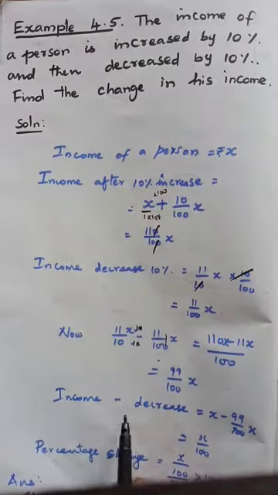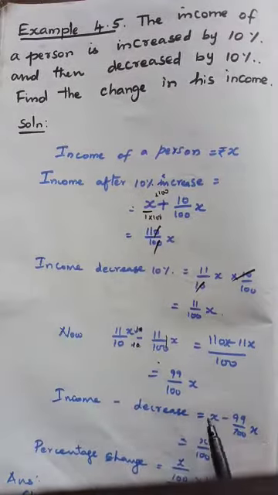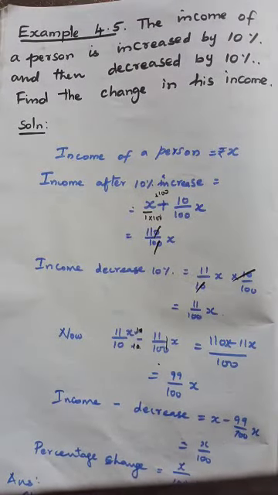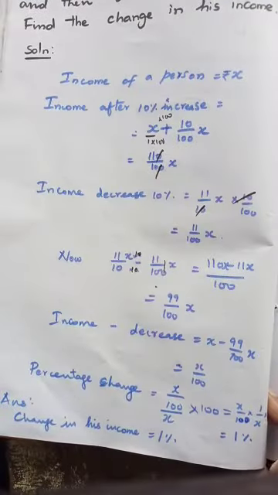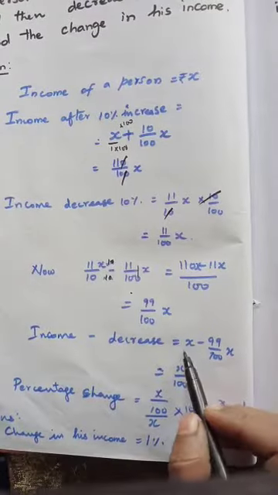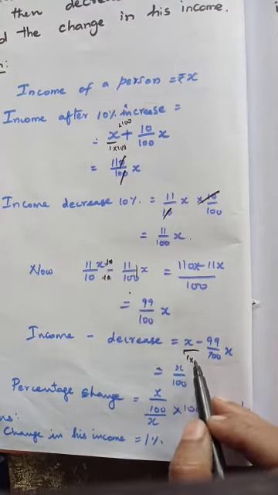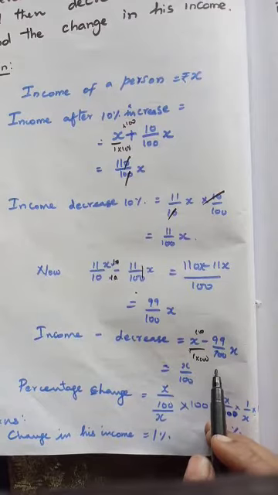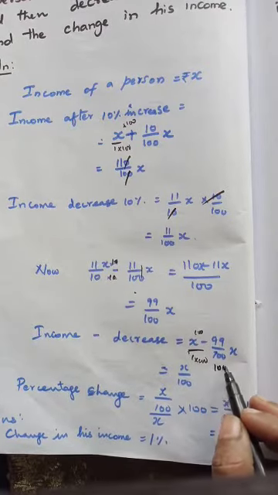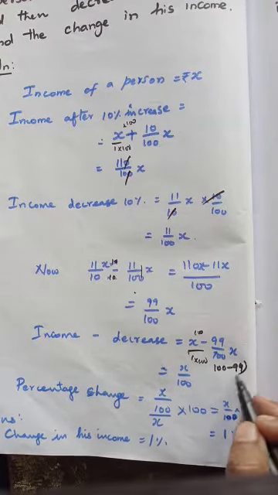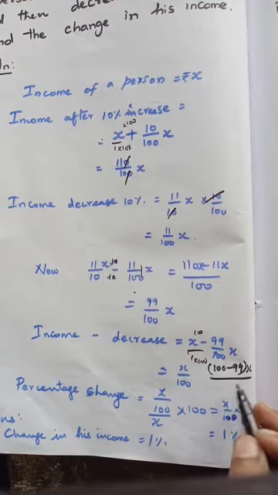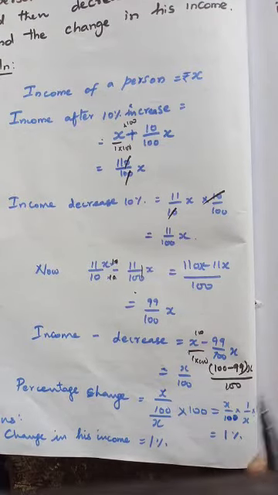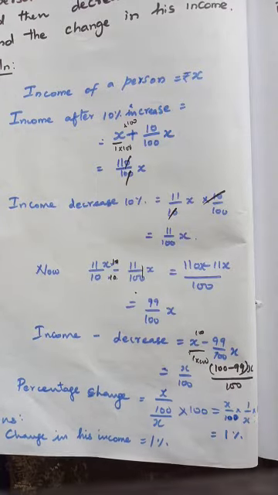So income minus decrease is equal to, income we know, that is x, minus decrease is 99x. Then you have to see the LCM here. So divided by 1, it is 100, 100. So 100x minus 99x by 100 is equal to x by 100.